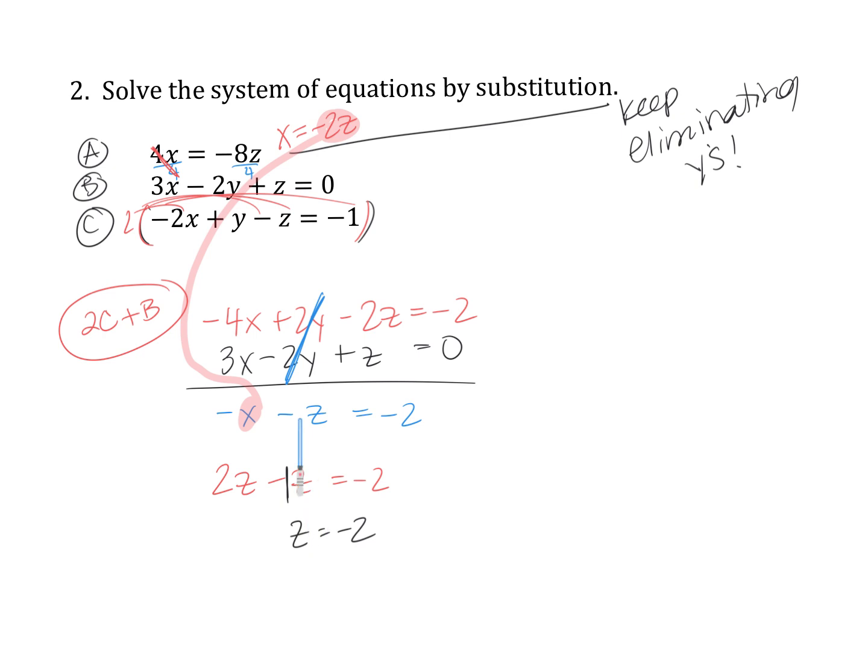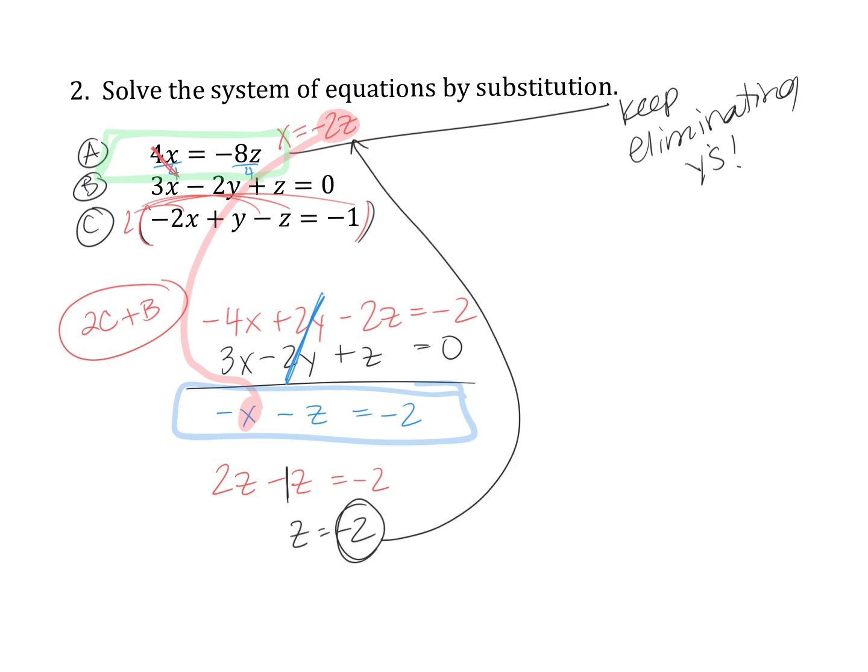Do you want to plug it into this blue? Or do you want to plug it into A? Could we plug it into the x is -2z? Oh, yeah, she says, hold up. Couldn't I just plug it in right there? Same difference. You totally could. So you're saying if z is -2, what would be my x? -2 times -2, x is 4.